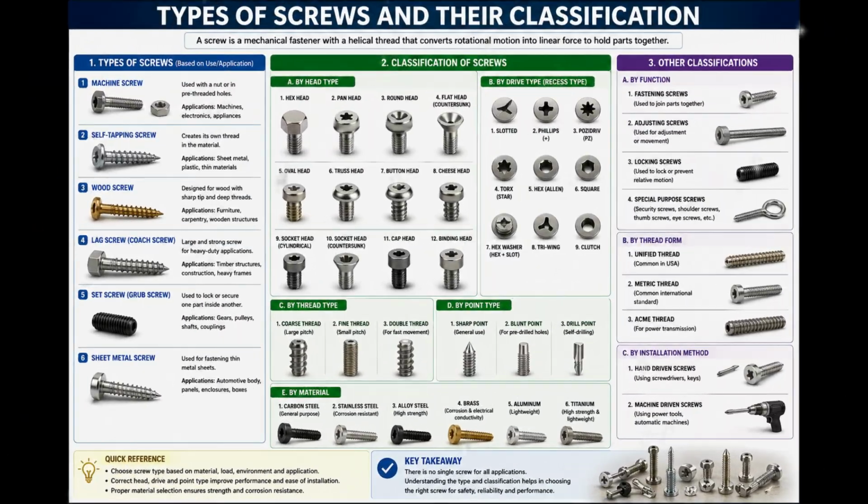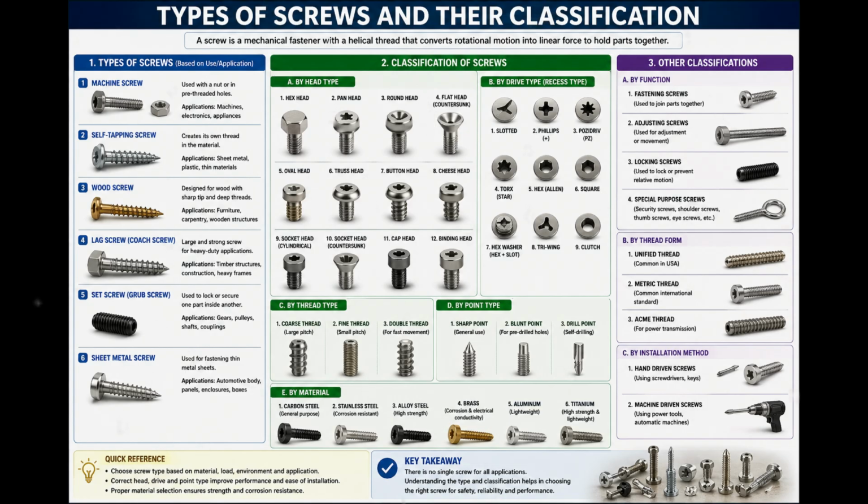Now, head types. Hex head, used where high torque is required. Pan head, general purpose application. Flat head, used where a flush surface is required. For example, in aircraft, the surface must be smooth to reduce aerodynamic drag, so flat screws are used. Now, drive types: Phillips, Allen, and Torx. Each is designed to improve torque transfer. Wrong selection leads to slipping and improper tightening.